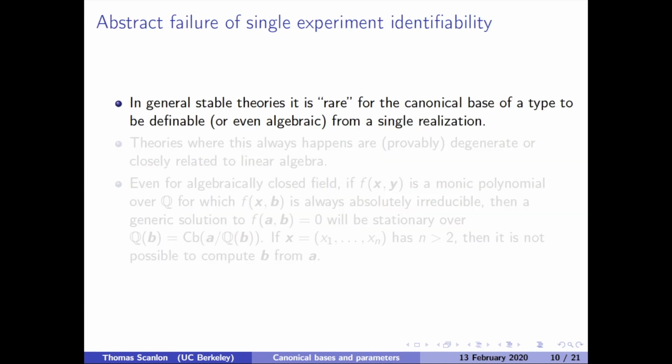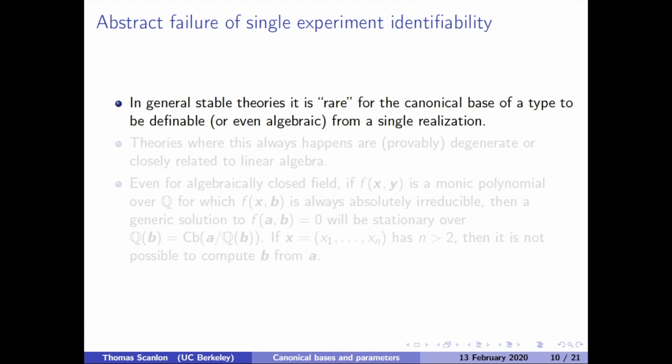Okay. So the point of all of this is to say that the story doesn't work the way that the applied mathematicians wanted it to work. Okay? So it's not always possible to compute the canonical parameters from a single realization, even for very, very simple systems.